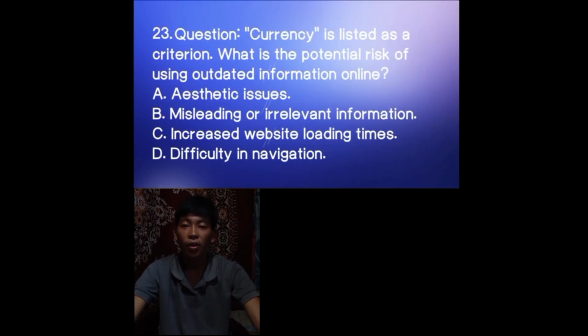Number 23 question. This currency is listed as a criterion. What is the potential risk of using outdated information online? A. Aesthetic issues. B. Misleading or irrelevant information. Letter C. Increased website loading times. Letter D. Difficulty in navigation.